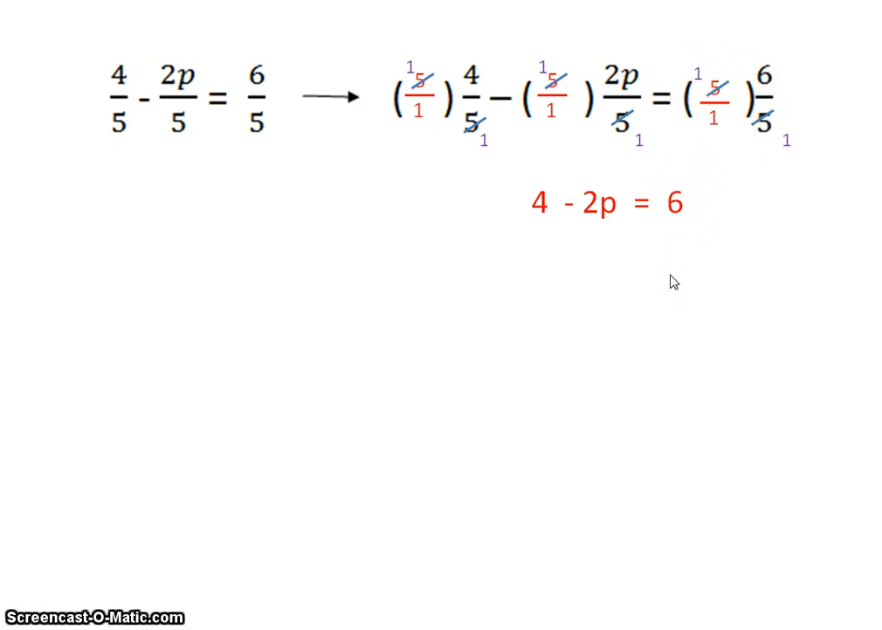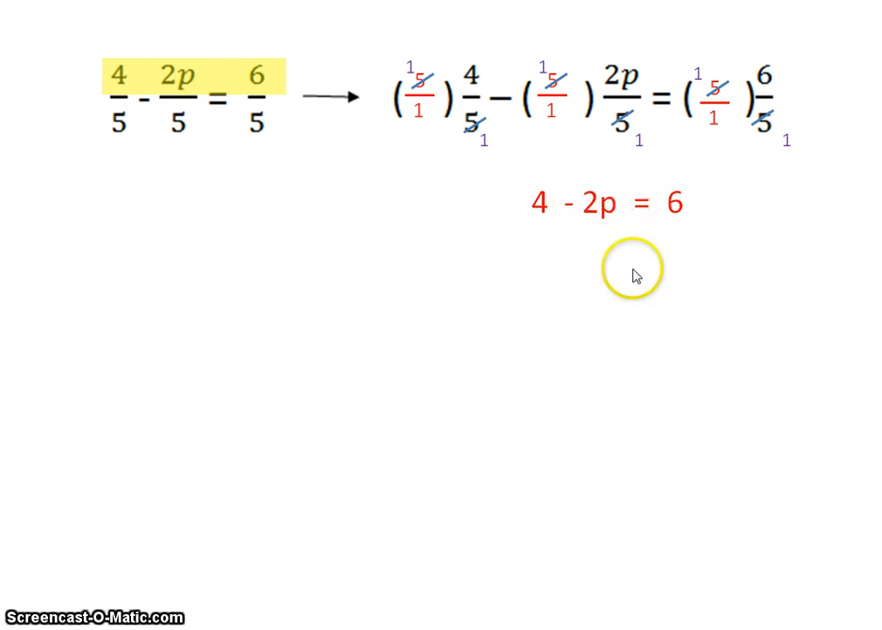Now, take a look at the equation that we have here. This 4 minus 2p equals 6 is the same as these numerators. That is because every single term has the exact same denominator. So we went through a long process of multiplying it by the least common denominator. However, there's a shortcut. If every term has the exact same denominator, we can just eliminate that denominator and work with the numerators. 4 minus 2p equals 6.